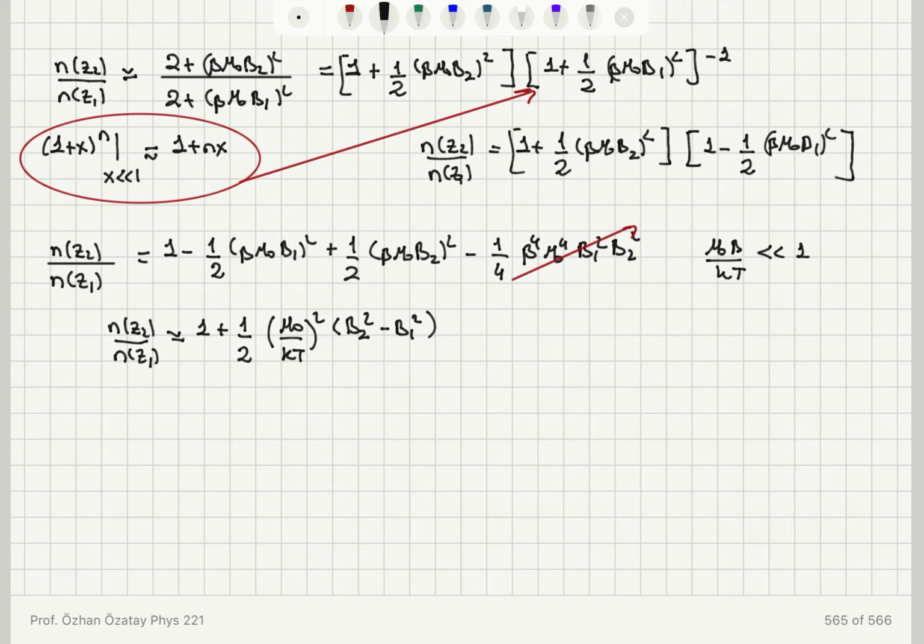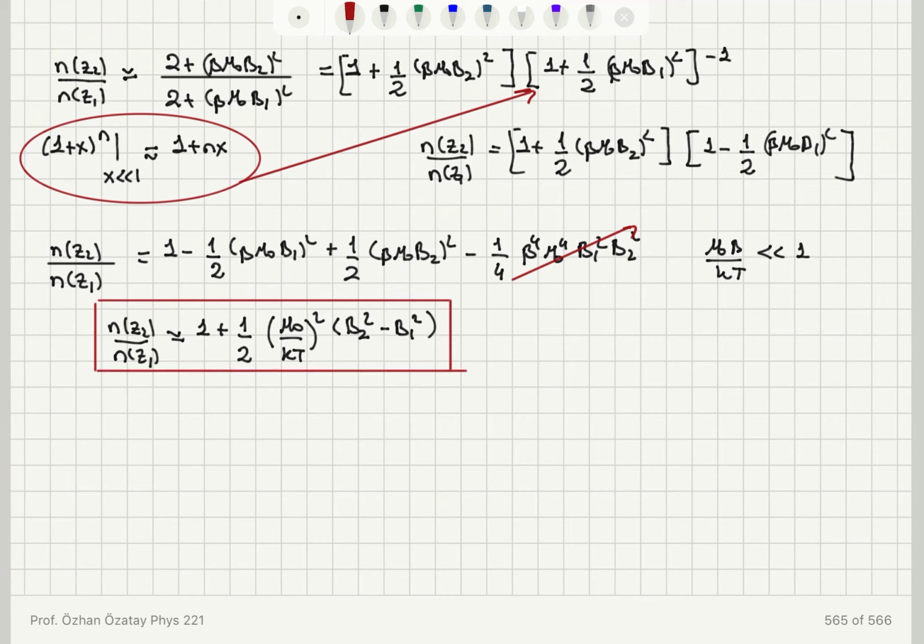So let's check the math here. So we have 1 plus 1 minus 1 over 2 mu 0 b1 squared plus 1 over 2 mu 0 b2 squared minus 1 over 4 mu 0 to the 4 beta to the 4 b1 squared b2 squared. That term becomes 0. So then we have 1 plus 1 half beta mu 0 squared parentheses b2 squared minus b1 squared. So we can give this as our approximate answer in this limit.